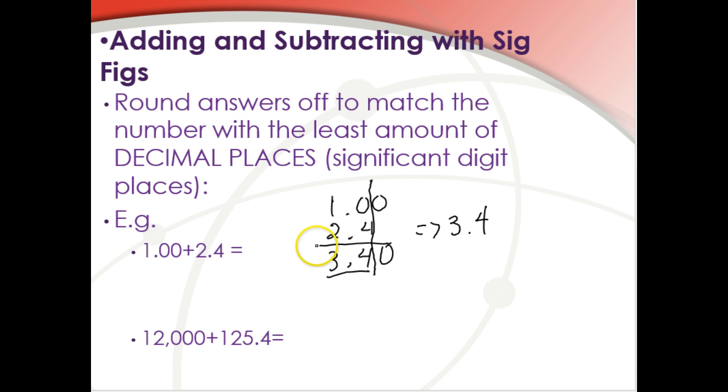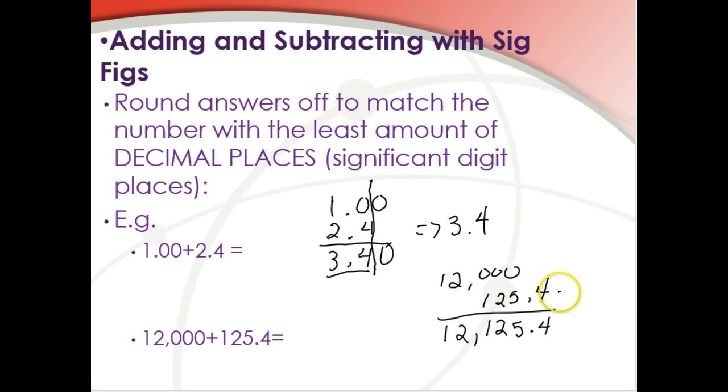However, you can run into some weird stuff like the next problem, where we have 12,000 and 125.4. Now if I put this in the calculator, or hopefully you don't have to put that in the calculator, but I get 12,125.4. Now if I look at this number, my last significant digit is in the tenths place. But my first number's last significant digit is in the thousands place, right there.